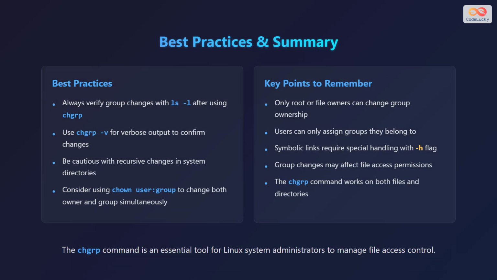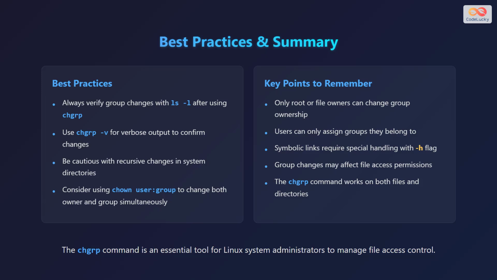Here are some best practices to keep in mind when using the chgrp command. Always verify group changes with ls -l after using chgrp to ensure that the changes have been applied correctly. Use chgrp -v for verbose output to confirm the changes, especially when working with multiple files or directories. Be cautious with recursive changes in system directories, as incorrect usage can lead to unintended consequences. Consider using chown user:group to change both the owner and group simultaneously, which can be more efficient when both need to be updated.